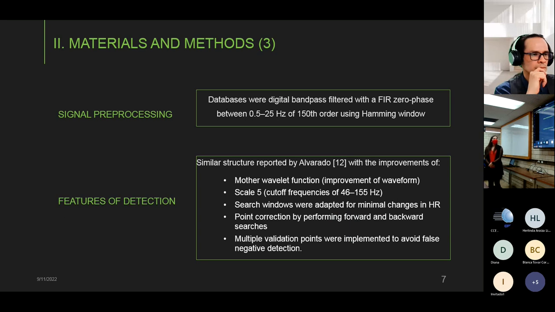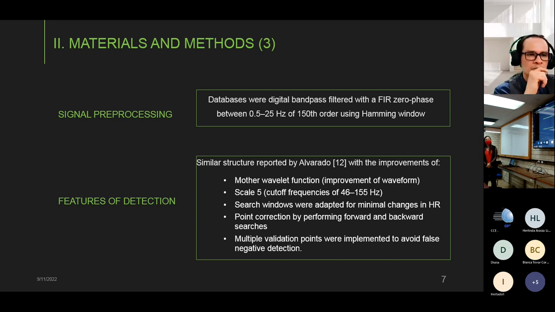The following step was the signal preprocessing part, where both databases were digitally bandpass filtered with a zero-phase filter between 0.5 to 25 Hz with a 150th order using a Hamming window. This was just to match the bandwidth of both databases.